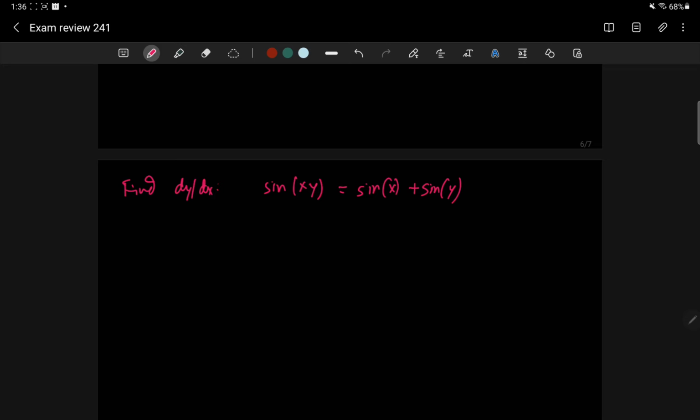Right, so again we have a situation where x and y are interleaved, they're meshed together, and they cannot be separated in this case. So in this case it's necessary to realize that it cannot be separated.